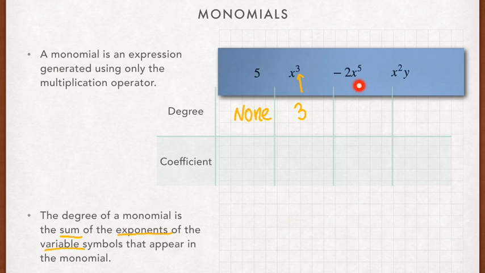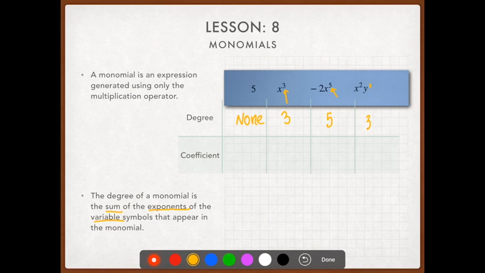In this next monomial, we have negative 2x to the 5th power. We only look at the variable, which is x, and that is being raised to the 5th power. Therefore, the degree of that monomial is 5. This is a y to the 1st power, and we have our exponents, and 2 plus 1 is going to give us 3. The degree of this monomial is going to be 3.